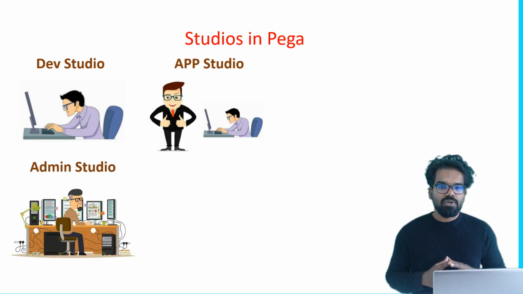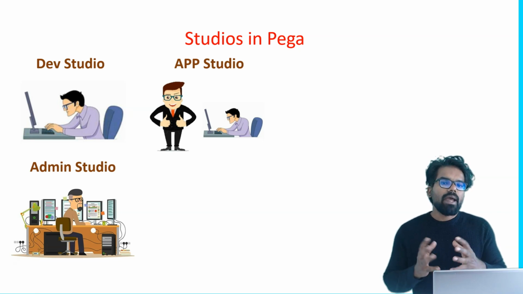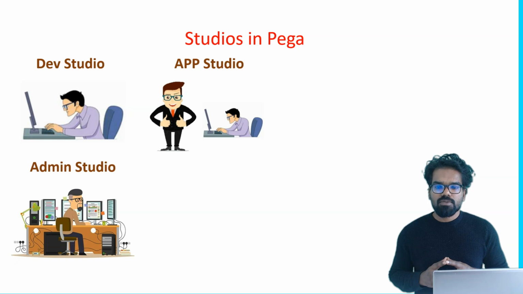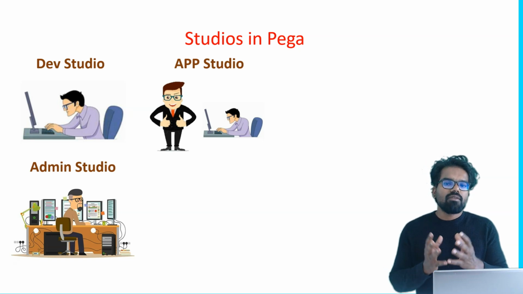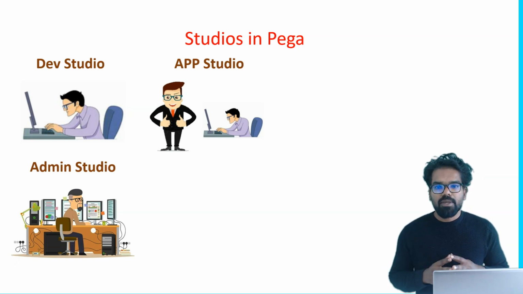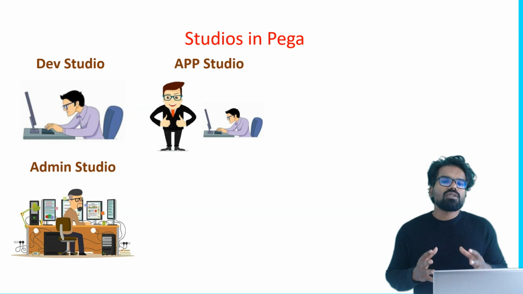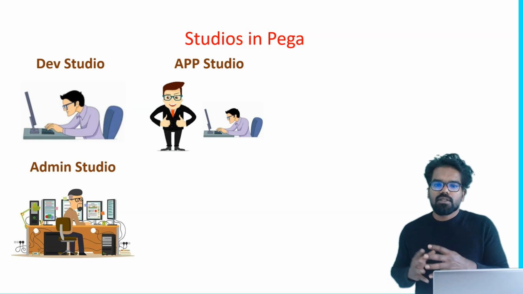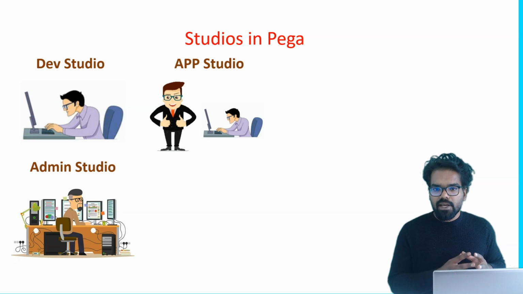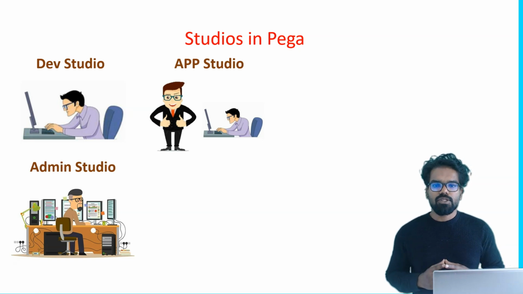Next is Admin Studio. Admin Studio is where you can perform some administrative tasks. You can manage your background processing jobs. You can configure APIs and manage the Swagger pages of the APIs. You can control the people who are logged into the servers. There are a lot more administration activities which you can do in the Admin Studio.